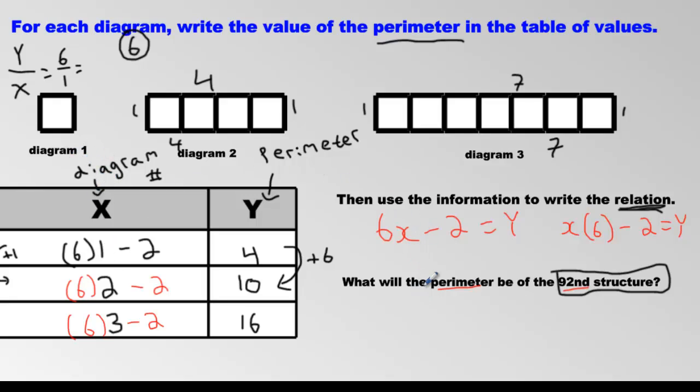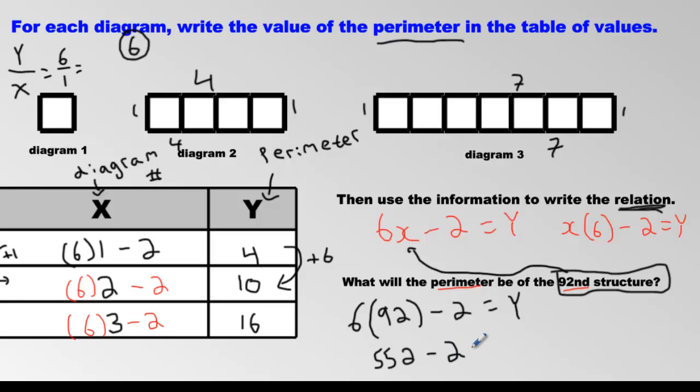So I'm going to put 92 where x is. I'm going to substitute. So I'm going to write 6, and I won't write x. I'm going to write brackets with 92, and then minus 2, and I'll get y, which is my perimeter. Now 6 times 92, let's see here. 6 times 2 is 12. Carry the 1. 6 times 9 is 54. 55.